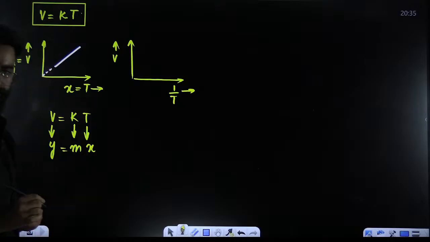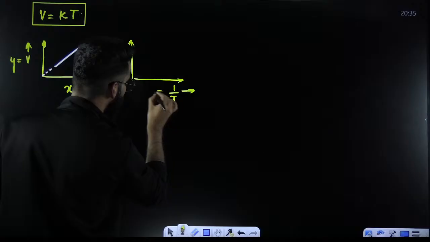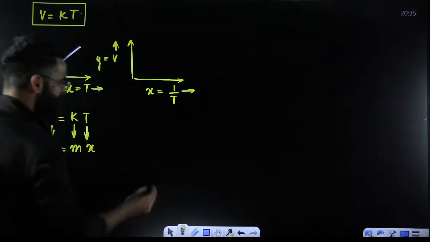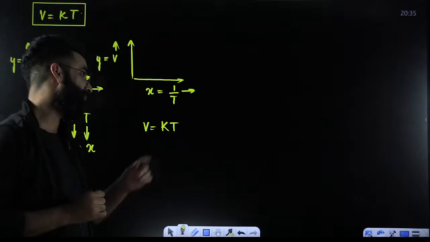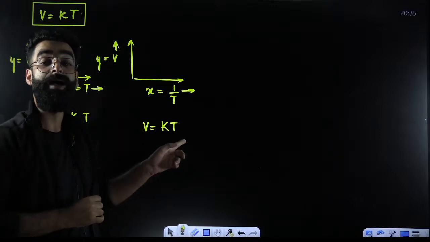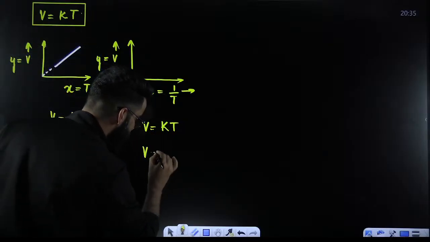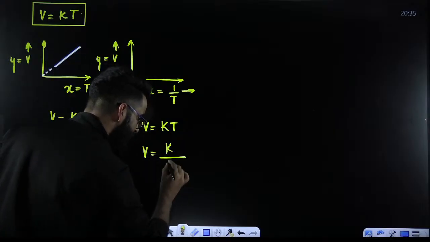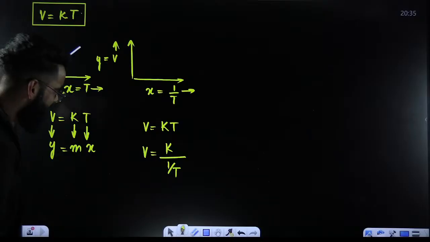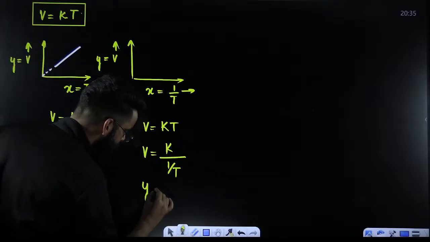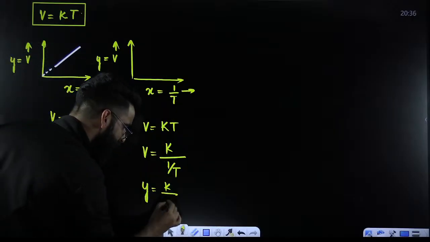Now, for example, I need to make a graph between volume versus 1 upon temperature, V versus 1 by T. First of all, volume you are plotting along the y-axis, and 1 by T along the x-axis. What is my basic equation? V is equal to K multiplied by T. But am I plotting the graph between V versus T? No, I'm plotting V versus 1 by T. So can I write this equation in this format? V is equal to K whole divided by 1 by T, so that T comes up and again it becomes V is equal to KT. Correct? Now this volume you're plotting along the y-axis is equal to K divided by 1 by T, and 1 by T you are plotting along the x-axis. So instead of 1 by T, you write x.